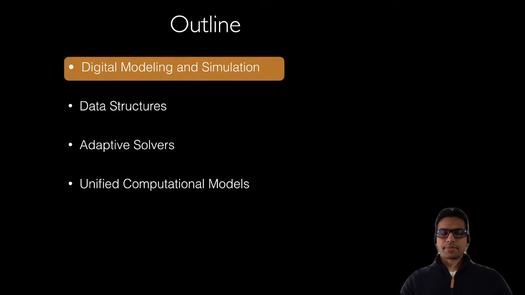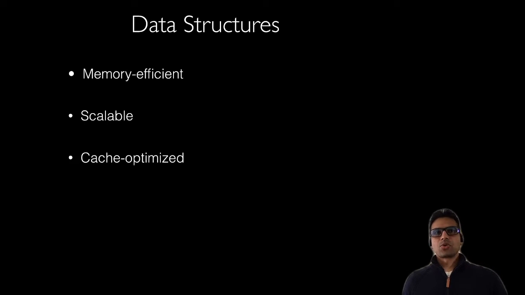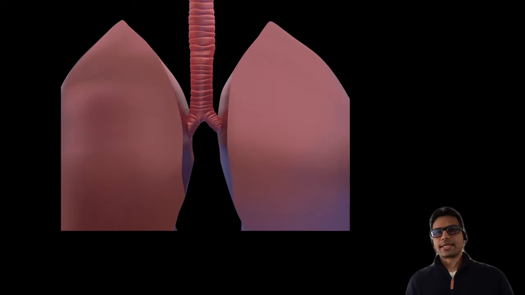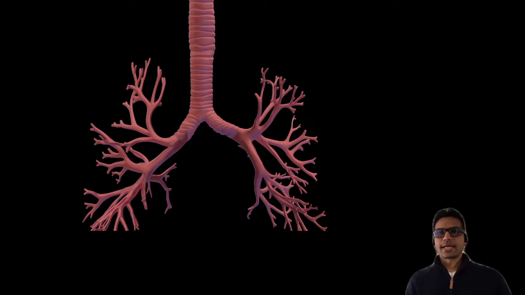So let me first talk about how we can design efficient data structures to accommodate an extremely large number of degrees of freedom. We require three things out of these data structures. We require them to be memory efficient and scalable to massive problem sizes, and we also want them to be cache optimized for maximum performance. Now, unfortunately, most of the computational domains that arise in the real world tend to be highly irregular, and these pose obvious challenges in terms of exploiting cache locality and parallelism.